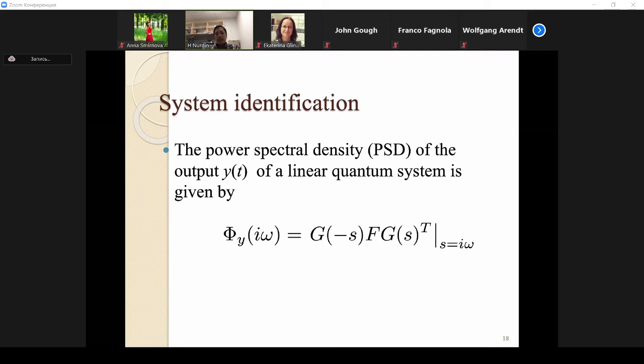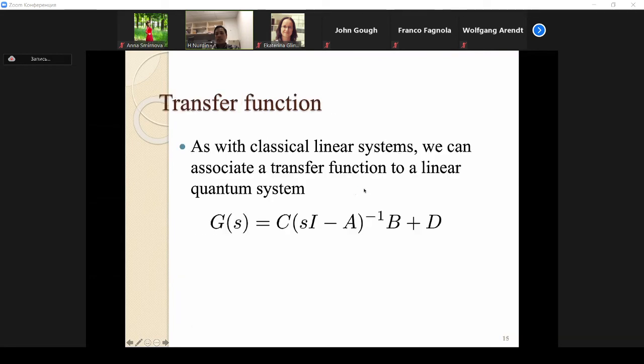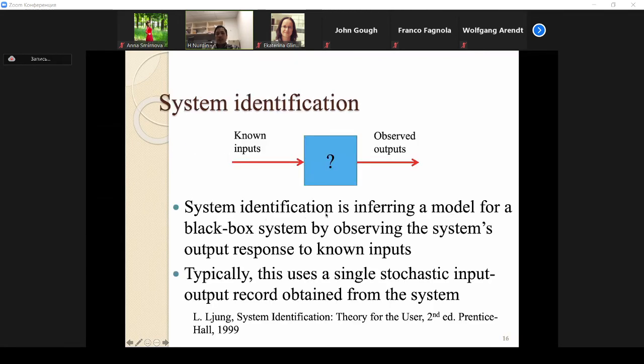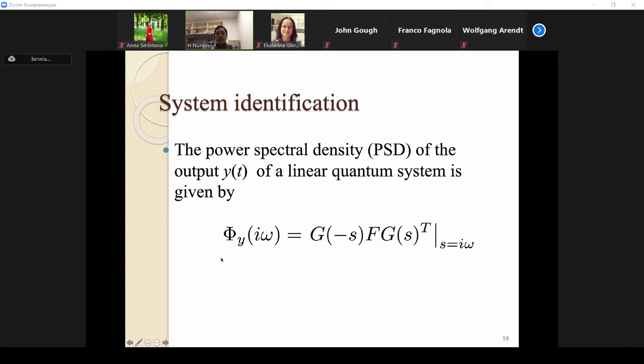Now, another method that's been proposed is system identification through the power spectral density of the linear quantum system. The power spectral density, abbreviated as PSD, of the output y(t) of a linear quantum system is defined in this way. It's a product of G(s), where s is a complex variable, times F, where F is the covariance matrix of the input, times G transpose. G here is just the transfer function of the system that I introduced earlier. So if we have information about the power spectral density of the output of the linear quantum system, then we can do identification based on that.